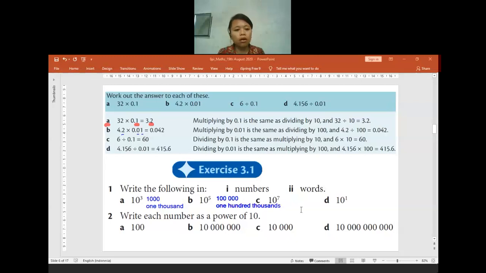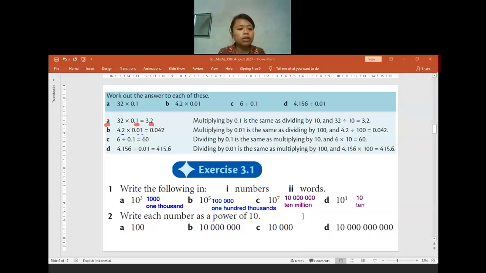Okay. Now for question C, how many will it be? Yeah, there will be 7 zeros in it. So if we write it in words, what will it be? Yeah, it will be 10 million. Thank you. Now for question D, 10 to the power of 1. So it will be only equal to 10, which we can write as 10.